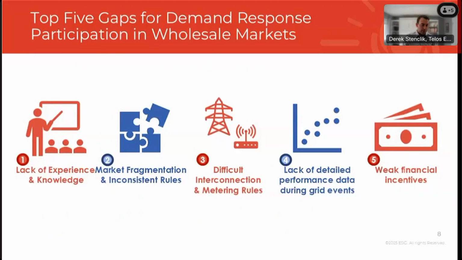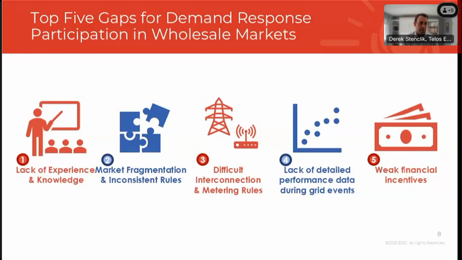So the report covers 5 gaps. We'll touch on these throughout the discussion, but the report goes through each of these gaps and talks about why we see it as a gap. Again, these came up across interviews with ISO staff members, utility planners, researchers, and aggregators, and these are the common threads we heard throughout all of those discussions.